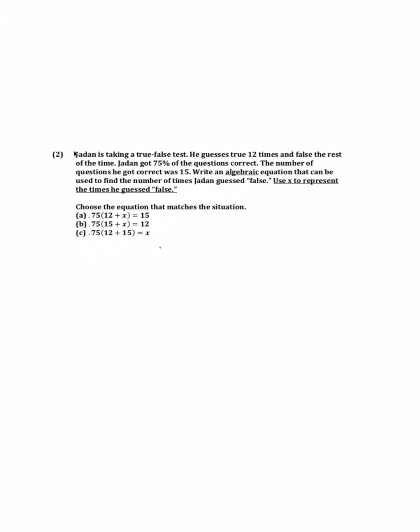All right, so on this next one, it says Jaden is taking a true-false test. He guesses 12 true and false the rest of the time. He got 75% of the questions correct. The number of questions he got correct was 15. Write an algebraic equation that can be used to find the number of times Jaden guessed false. Use X to represent that number of times. So we know how many times he guessed true. We don't know how many times he guessed false.